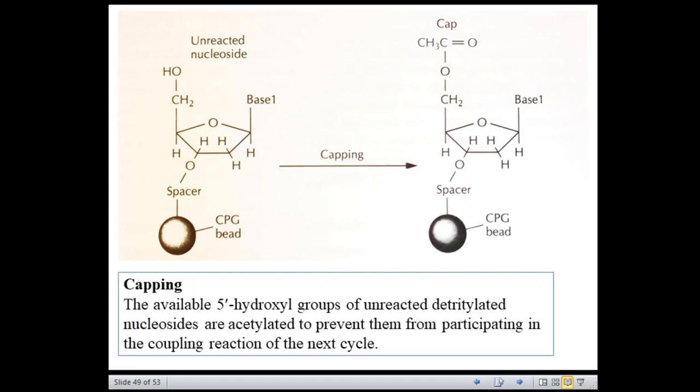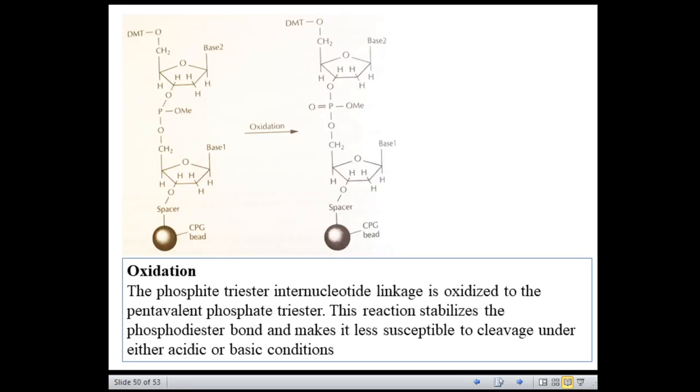At this stage of the process, the internucleotide linkage is in the form of a phosphite triester bond, which is unstable, and it is prone to break in the presence of either acid or even base. So the phosphite triester should be oxidized with an iodine mixture to form a more stable pentavalent phosphate triester. That is the oxidation step.